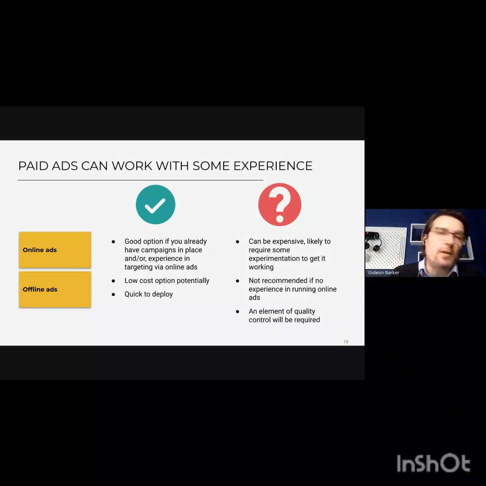On the other hand, it can be expensive if you're not used to doing this, if there is an element of experimentation needed with all of these social media platforms to get to the right audience, to get your campaign running properly. So I wouldn't recommend that necessarily if you're inexperienced with that sort of thing. And you will need to think about quality control. Back to Franco's point, you will potentially get some fake accounts, some bots taking part.